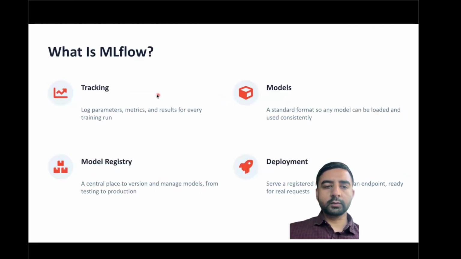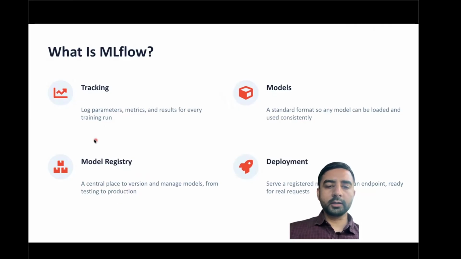So MLflow has four main parts. The first part is tracking. You log parameters, metrics, and results for every training run, so you never lose track of what settings are producing which result. And then you have models themselves. Any model can be loaded and used consistently, no matter how it was built and which library created it.